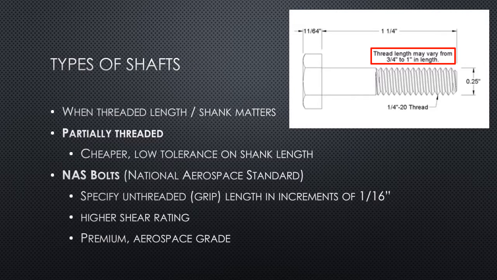In situations where you have higher loads or more precise fits, having an unthreaded shank on your bolt might be helpful. You can buy partially threaded bolts from McMaster. They are relatively cheap, but the tolerance on the shank length is high, and you only have one option for how long the threaded length is. The other option, which is a more premium option, is to buy NAS bolts, which stand for National Aerospace Standard. These come in threaded length increments of 1/16 of an inch, and they also have higher shear ratings, but they are quite premium.